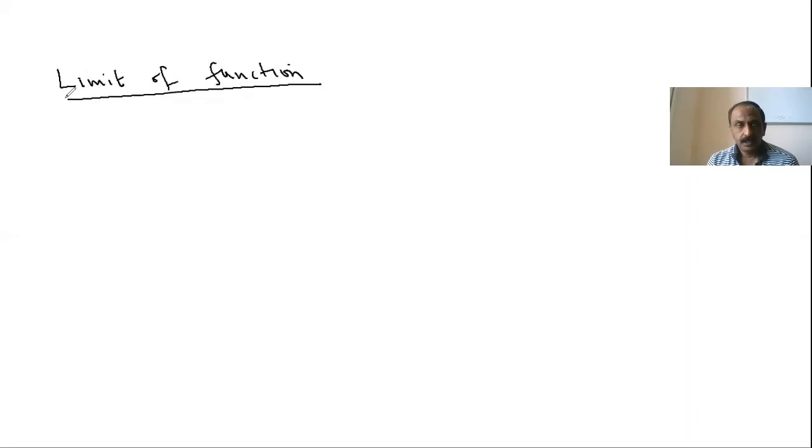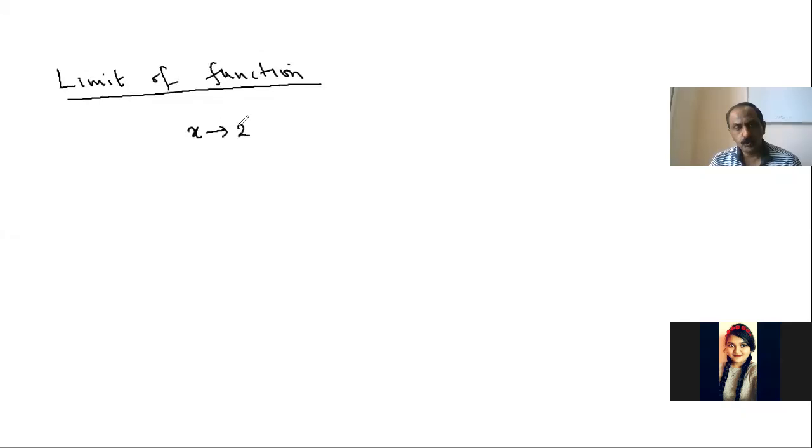Okay. Now, limit of a function. First of all, you need to understand this new notation. You read it as x is approaching 2. That means x is a variable. What do you mean by variable? One which you keep on changing. How is it changing? It is coming nearer and nearer to 2.